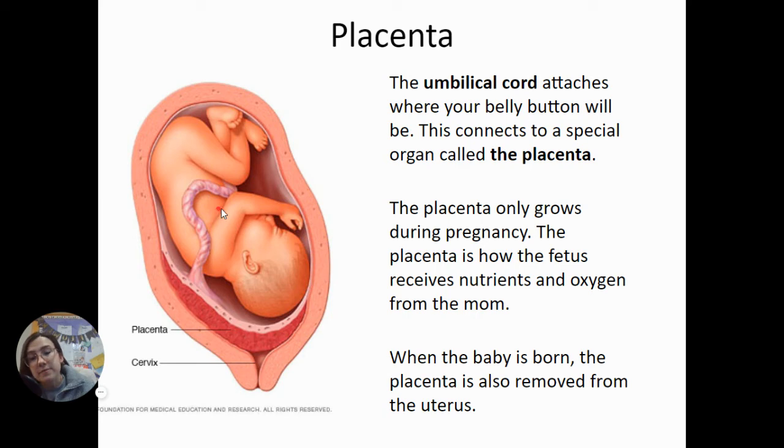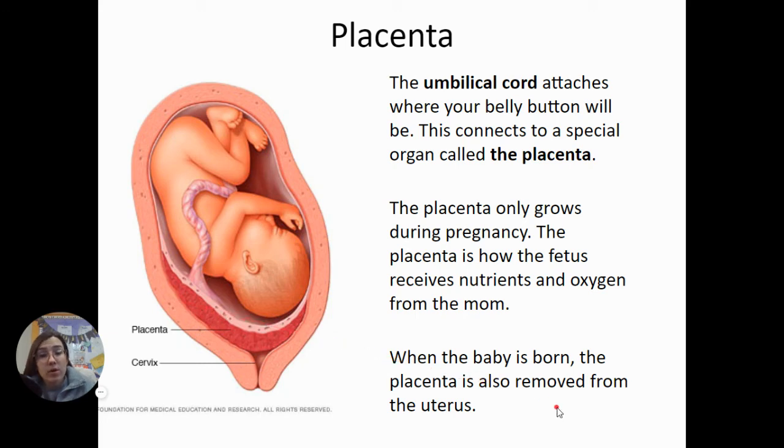So if you look here, how it works is the umbilical cord attaches to the fetus. The umbilical cord attaches to the placenta, okay? And the baby is in a sac of fluid. The placenta is attached to the uterus. The placenta provides the oxygen and nutrients through the umbilical cord to the baby. So this is how they're getting what they need to survive while they're floating in the liquid.